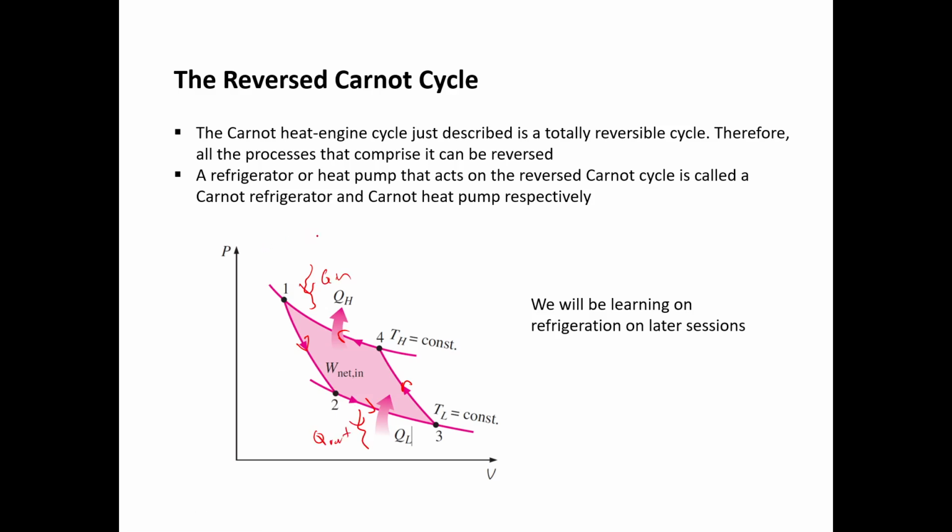So basically you have the hot reservoir here, and this is the cold reservoir, right? That means you are extracting heat from the hot reservoir and transferring it to the cold reservoir. That means the normal Carnot cycle. What happens if you reverse it? Last time we had Q in like this, and now Q in becomes Q out.